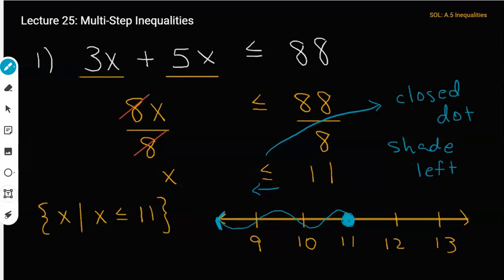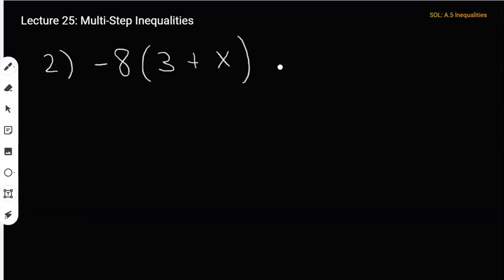Okay, let's try number 2. All right, for number 2, I've got negative 8 times 3 plus x, it's going to be less than or equal to 40.